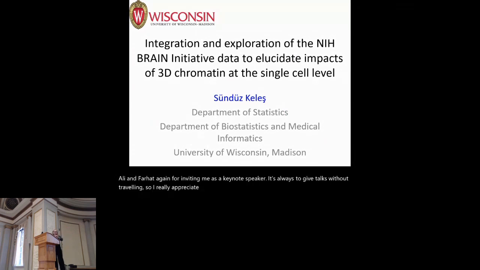So I'll start with a bird's eye view of where I see the research in my group in the field of genomics, and then we'll go from there.